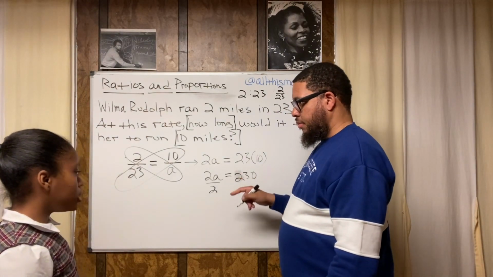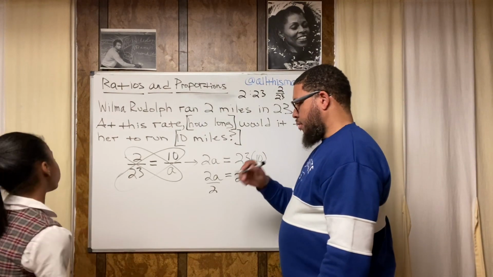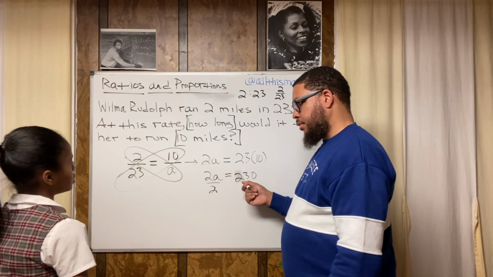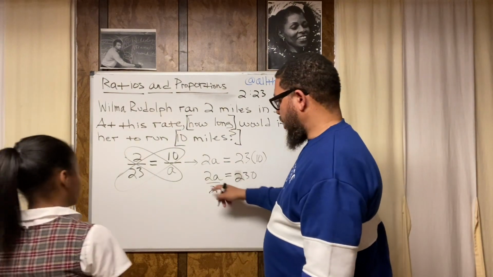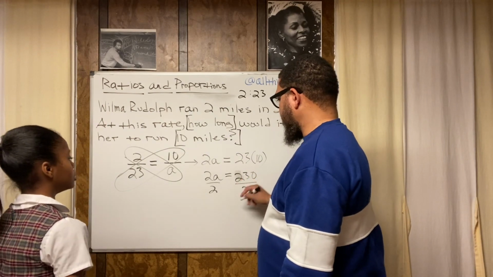But we don't know what A is. So that's not relevant right now. I want you to focus on one thing at a time. Do I need to divide by 2 over here? Yes, because it's an equation. And if we divide by 2 on the left, we divide by 2 on the right. So now we divide this by 2.